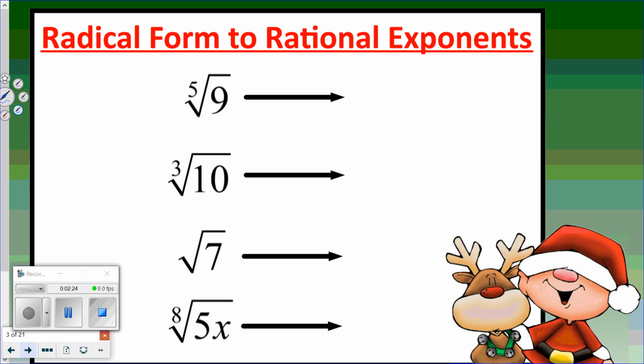So if I have the 5th root of 9, how would you rewrite that? It'd be 9 to the 1/5. There you go. Remember, roots grow underground, so that's the underneath number. The cubed root of 10 would be 10 to the 1/3, because there's no exponent, we assume it's a 1. Radical 7? 7 to the 1/2, the square root of 7.